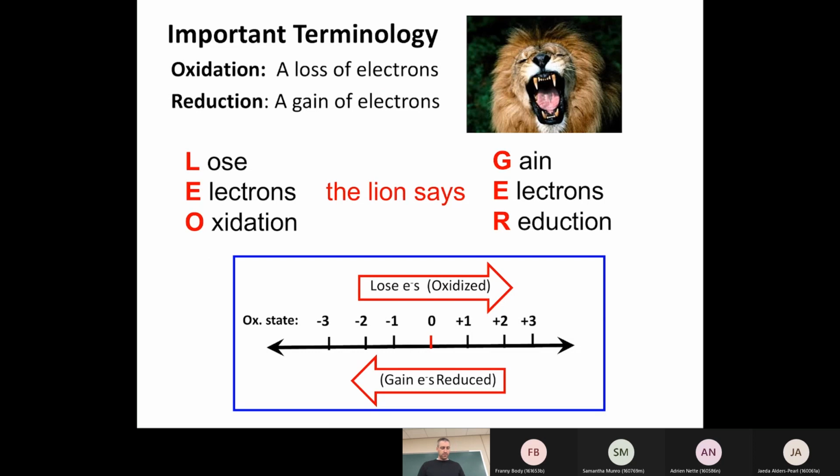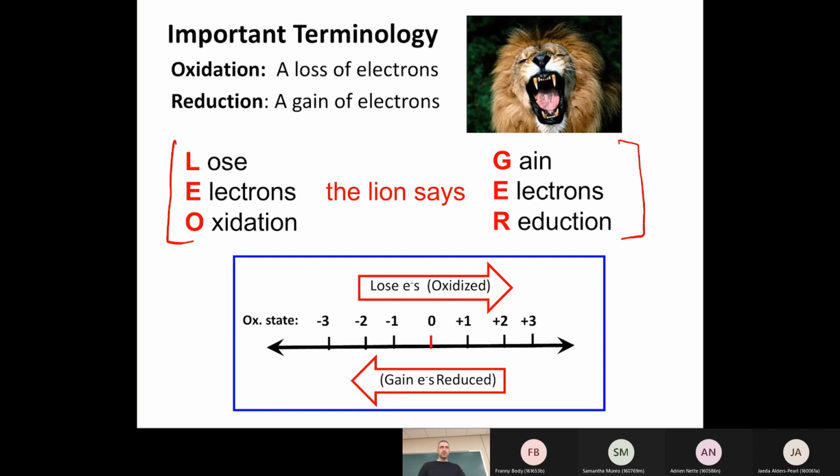You might have heard before the Leo the lion says "ger." You heard that? It's just an easy way of remembering which one's oxidation and which one's reduction. You lose electrons, it's oxidation. If something gains electrons, it's undergoing reduction.